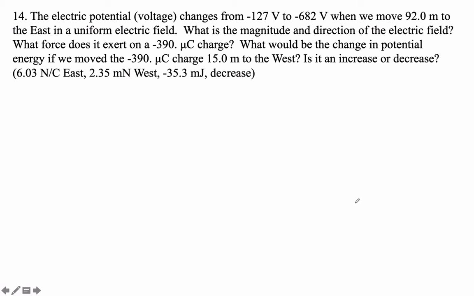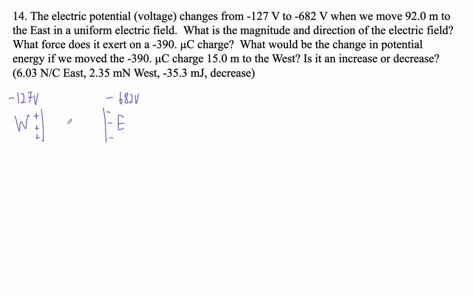Okay, let's see. The electric potential changes from minus 127 to minus 682 when we move 92 meters to the east. Oh dear, got to draw a picture. Okay, so here's the west, here's the east. And we go from minus 127 volts to minus 682 volts. So what's going on here is that we are moving toward the negative, right? We're getting to a place where it's more negative. This side is more positive.